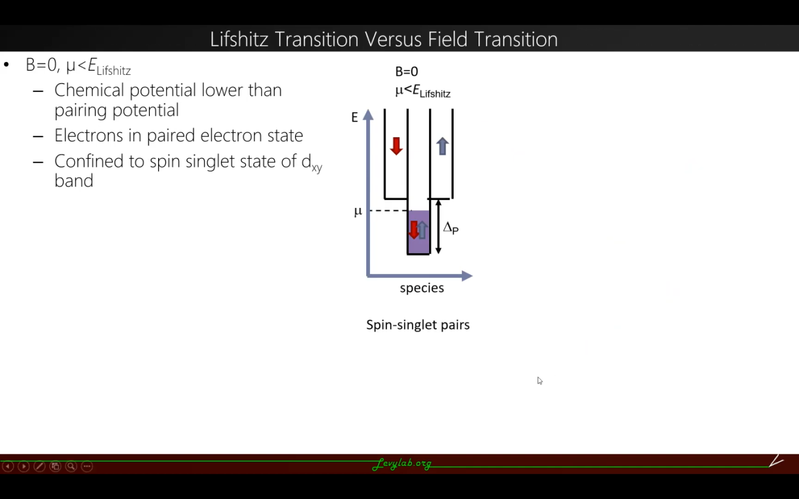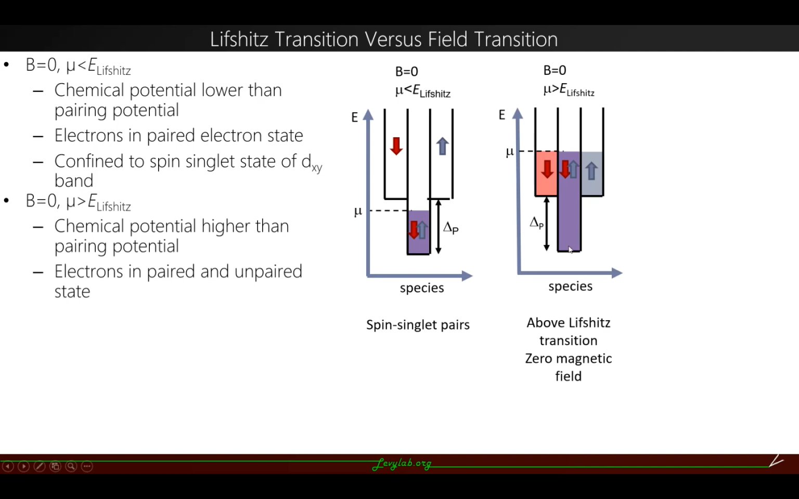Here I have a very simple picture where I am trying to portray the Lifshitz transition, which has been widely attributed to the nonlinear Hall effect. We are keeping the field at 0, and we consider the chemical potential to be below the Lifshitz transition. Under such circumstances, the chemical potential is much lower than the pairing potential, and so all the electrons would be in the paired state, which would be the dxy, the spin singlet state of the dxy band. But now, following the traditional Lifshitz approach, if we increase the chemical potential such that it is higher than the pairing potential, then the electrons can exist in both paired and unpaired states.